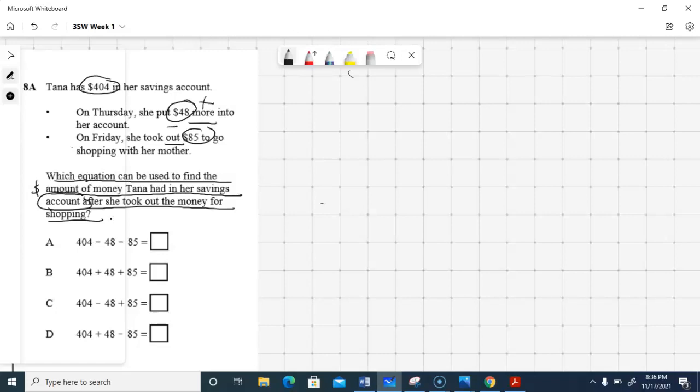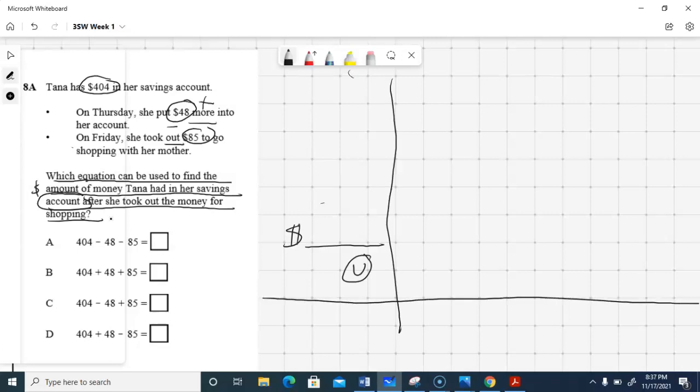Okay, so I think I have a pretty good understanding of the problem. I need to figure out how much money is in her account. So I should be able to answer that question right there. So that's my understanding. Okay, we'll come up with a plan on how to figure that out. We don't actually have to figure it out, but we need to come up with a plan on how to figure it out.